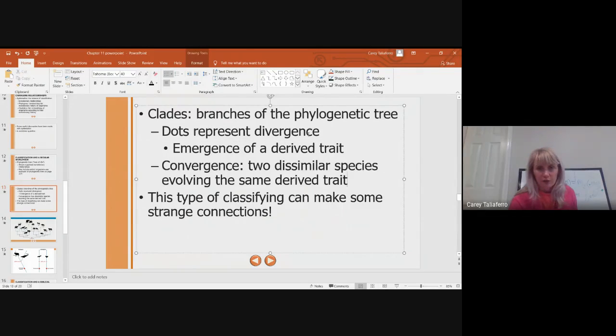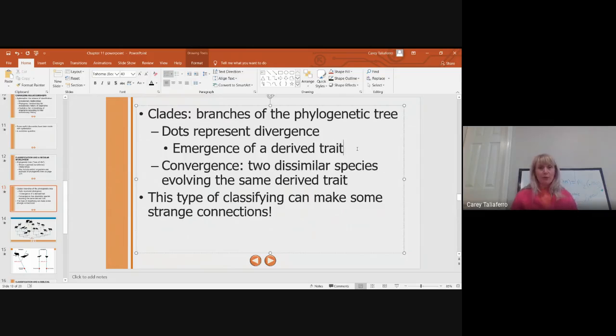Oh, sorry, I want to talk to you about a derived trait. So what do you think that means? A derived trait. What does it mean to be derived? Anybody got any ideas? This is really hard to do. I expect feedback, and it's hard when I don't get feedback.